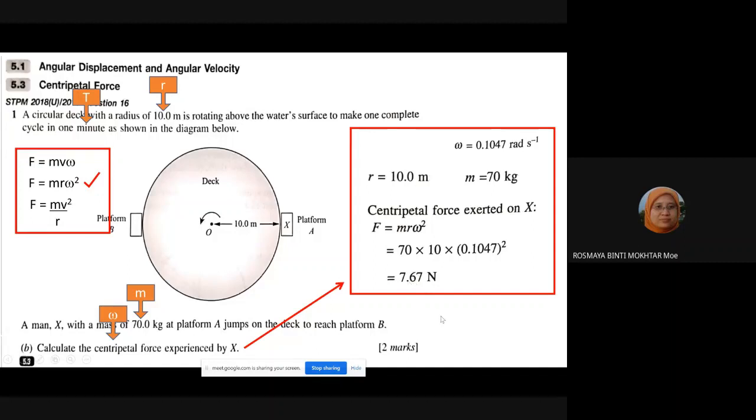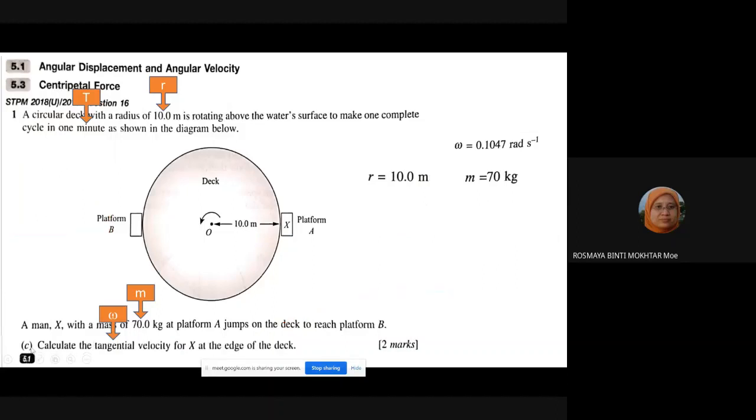Okay, next, we continue with question C. Question C, angular velocity, mass and R. Angular velocity is calculated already. So we are going to calculate the tangential velocity for X at the edge of the deck. Once it jumps onto the deck, what is the velocity for the man, the X-man?